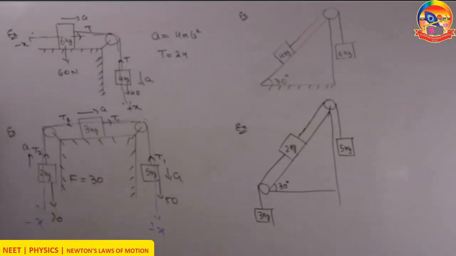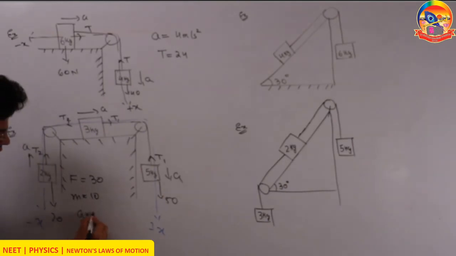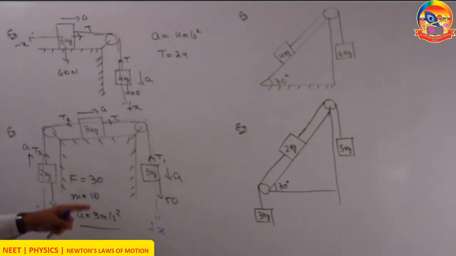And the mass of the whole system is 5 plus 3 plus 2, that is 10. Force on the whole system is 30. So the acceleration comes out to be 3 meter per second square. So this 5 will have downward acceleration of 3. This 3 will have acceleration of 3 towards right. And the 2 will have upward acceleration of 3.